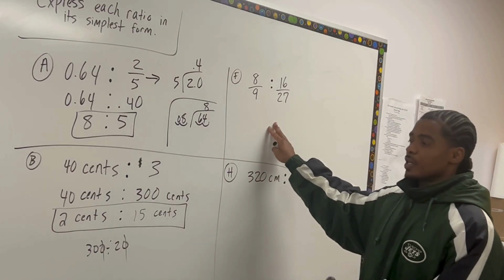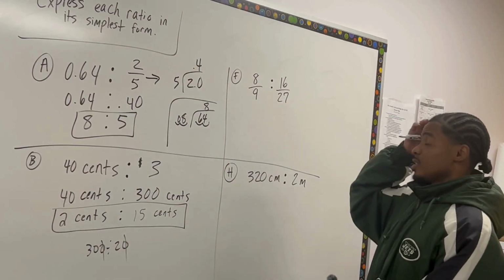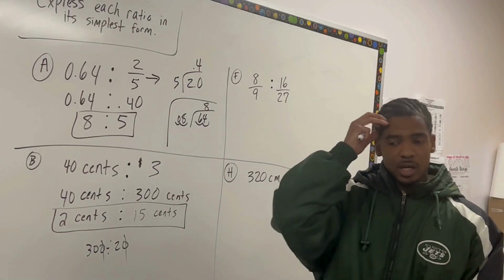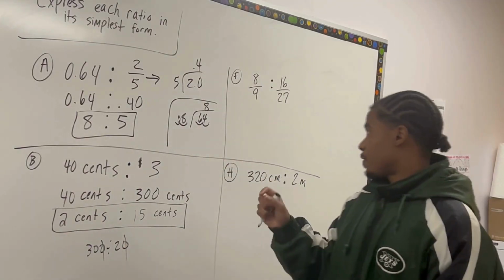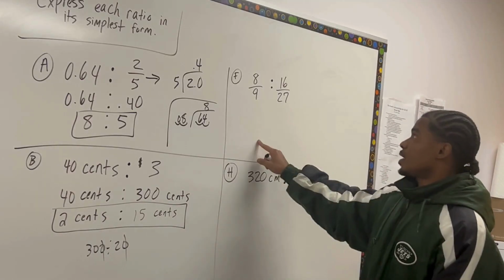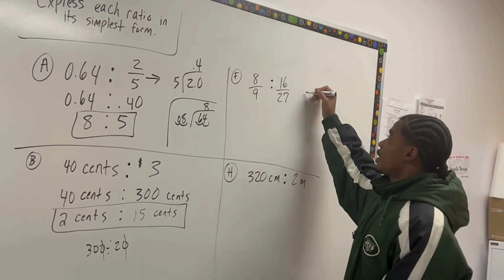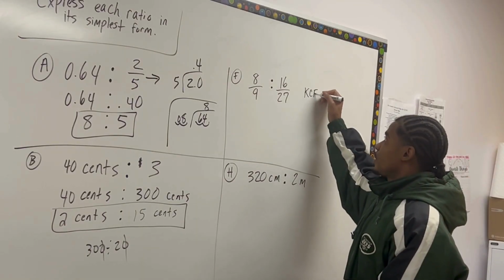Okay. 8/9 to 16/27. I wanted to do this one especially and show y'all this because I feel like this is where it gets a little bit challenging and people start making mistakes. Fractions and ratios are not the same thing, but they're very similar. So when I'm looking at this, I really almost got to be thinking of this the same way that I would do keep, change, flip.